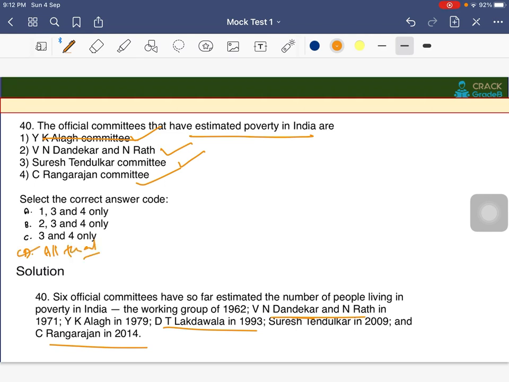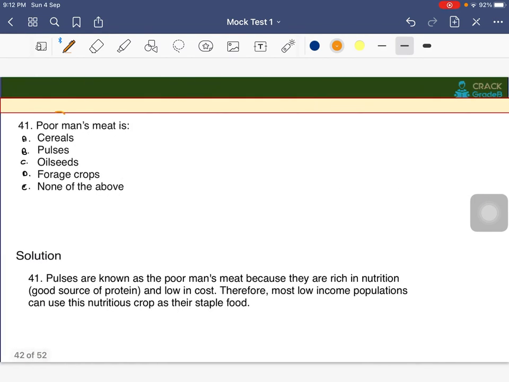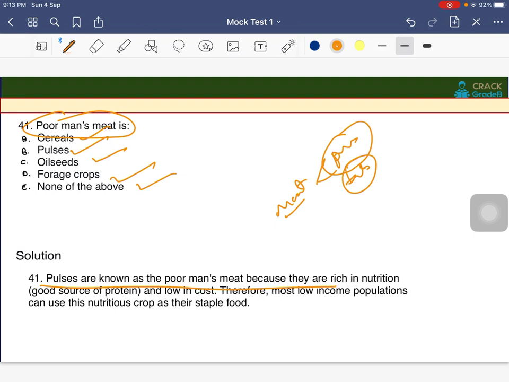Poor man's meat is it cereals, pulses, oil seeds, forage crops, or none of the above? Pulses are called the poor man's meat. Why? Because meat is where we can expect both proteins and fats. For vegetarians, who cannot eat meat, pulses are the poor man's meat, and also we cannot afford meat at that high price. Therefore, pulses are the nutritious staple food which gives both proteins and fat content.